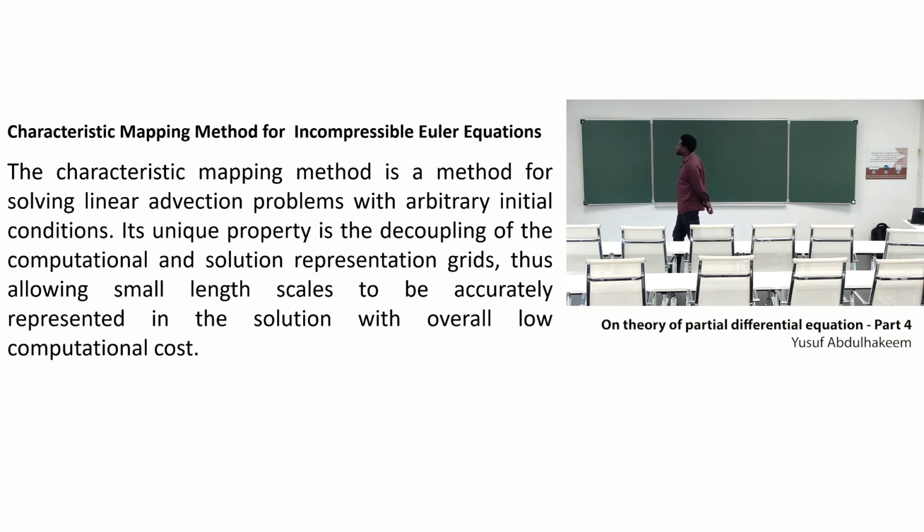The characteristics mapping method is a method for solving linear advection problems with arbitrary initial conditions. Its unique property is the decoupling of the computational and solution representation grids, thus allowing small length scales to be accurately represented in the solution with overall low computational cost. This method was developed by the group of Professor Kai Schneider of the Institute of Mathematics of Marseille, at Aix-Marseille University here in France.